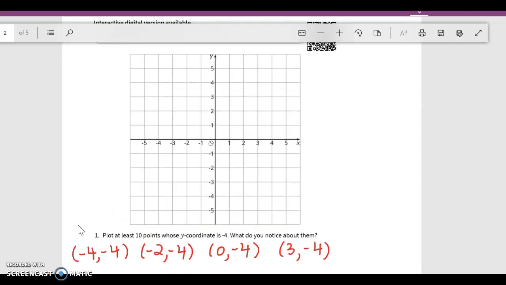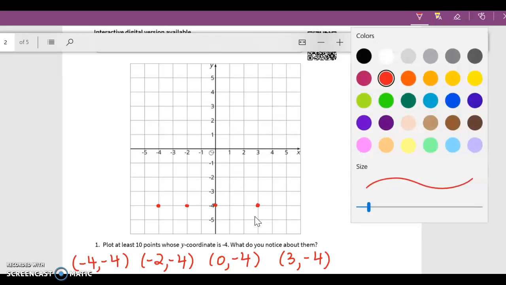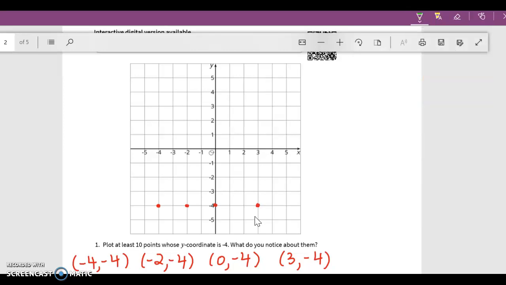So let's go ahead and plot at least 10 points where the y coordinate is -4. I'm going to go ahead and plot these 4 points so we can see how it looks first. So now I got those 4 points right here, but I need at least 10 points. So I'm going to add more points right here. So again, y is -4. Again, this is our y-axis right here. I want it at -4. Your y is -4.